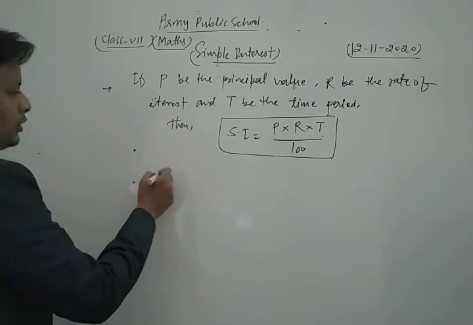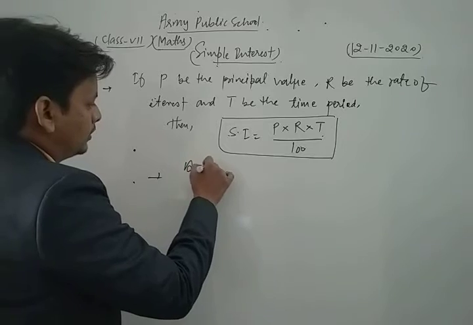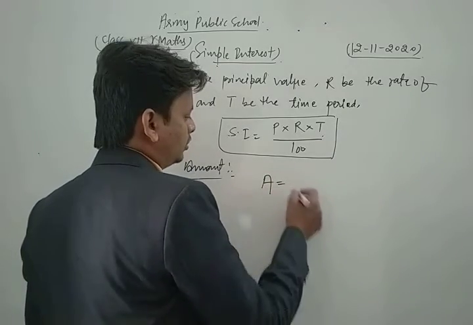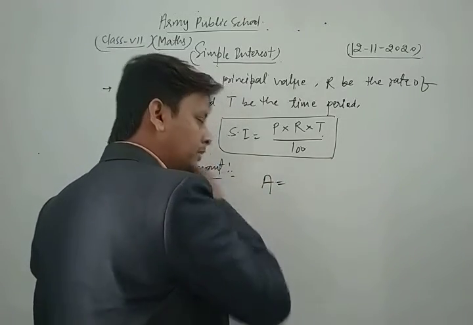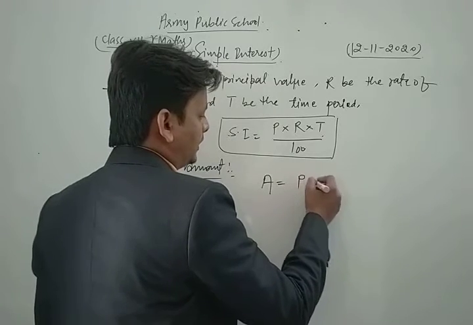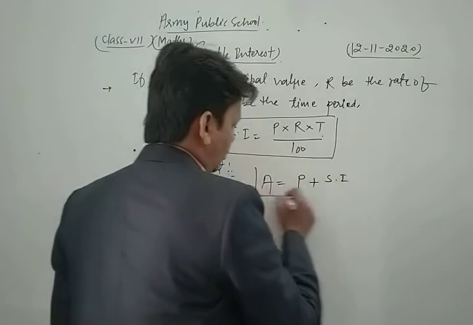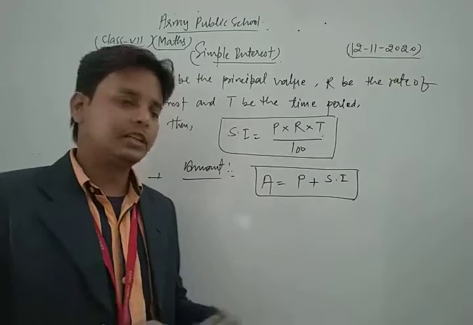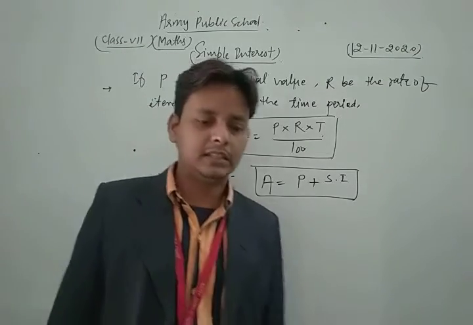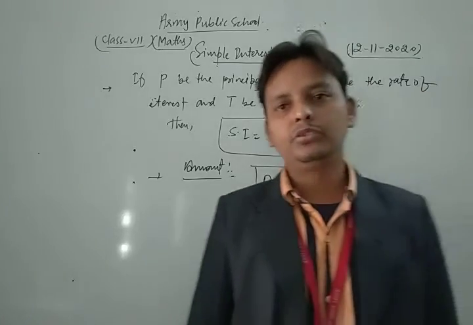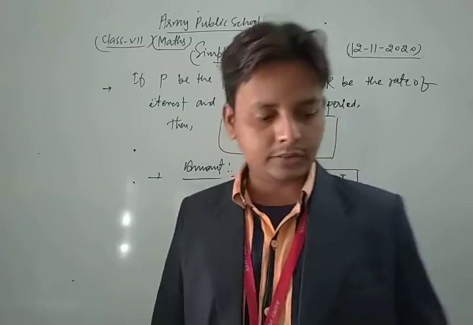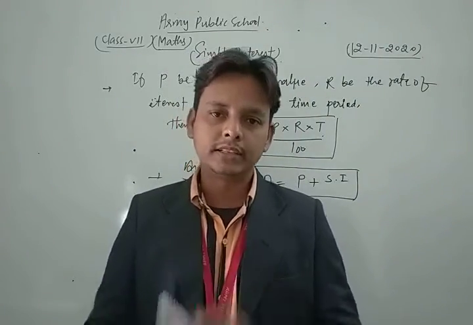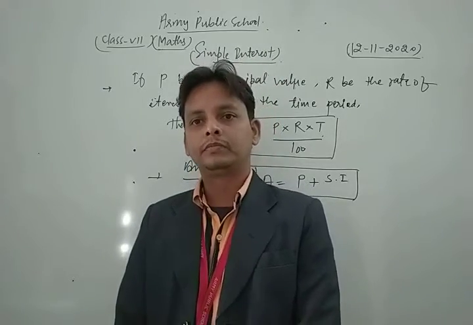The second important formula is related to the amount. The formula for the amount on that particular principal value is principal plus simple interest. The sum of principal and simple interest is known as the amount. So there are two important formulas related to that topic. Now, dear students, we solve some important questions of your NCERT exercise based on simple interest.